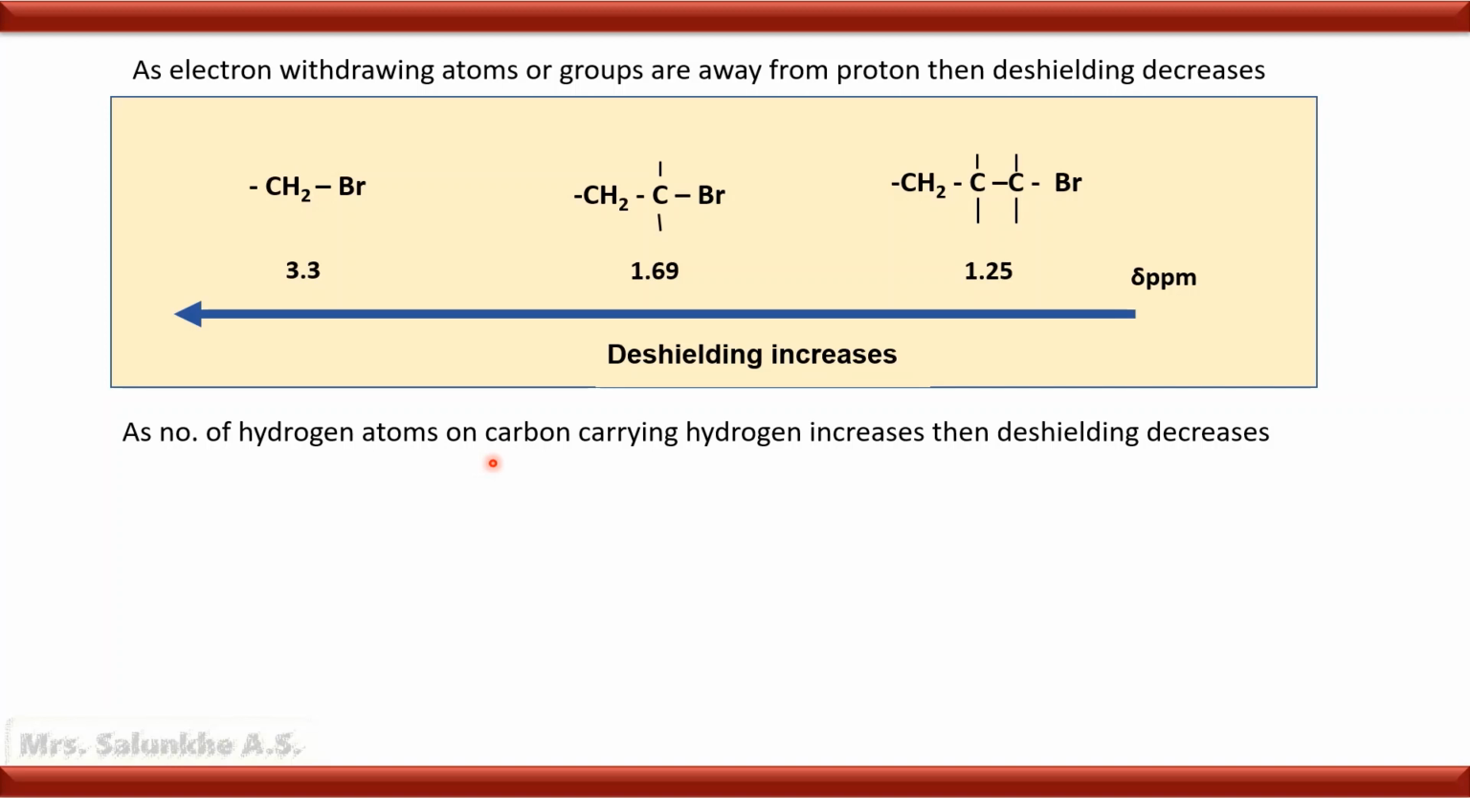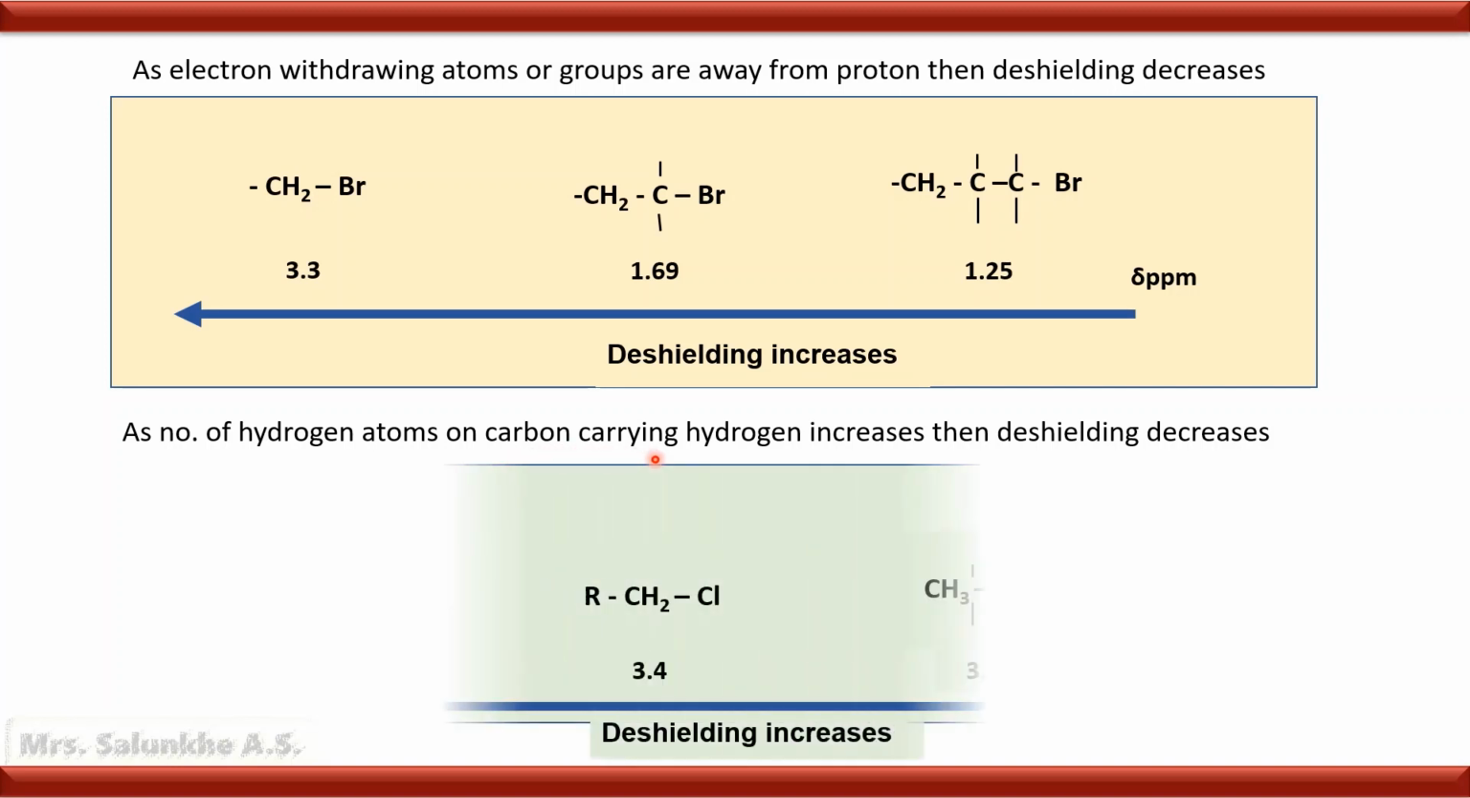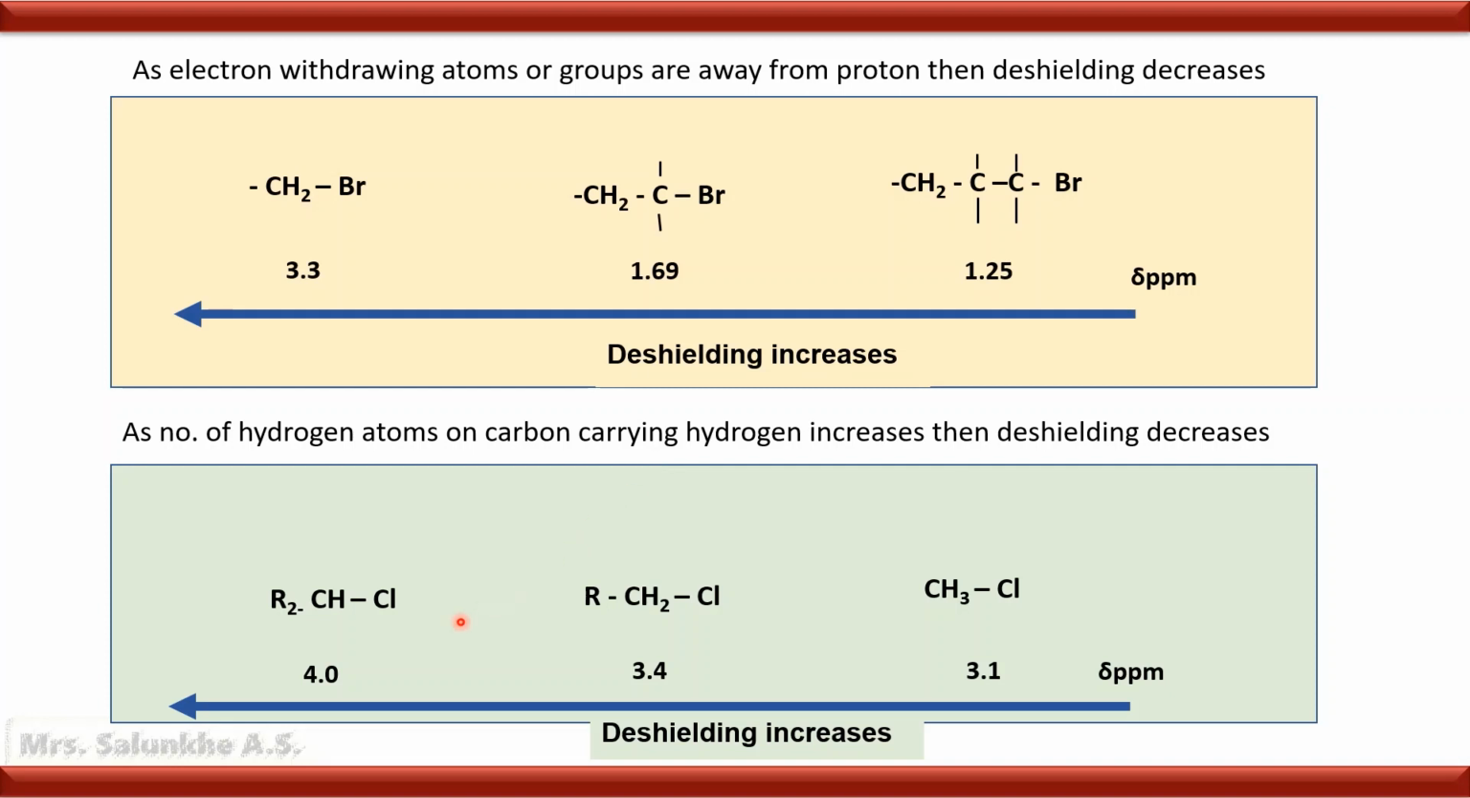As the number of hydrogen atoms on the carbon carrying hydrogen increases, de-shielding decreases. Look here, in that case, that is the methine proton, CHCl. The number of protons is 1. This is RCH2Cl. The number of protons is 2. CH3Cl. The number of protons is 3.